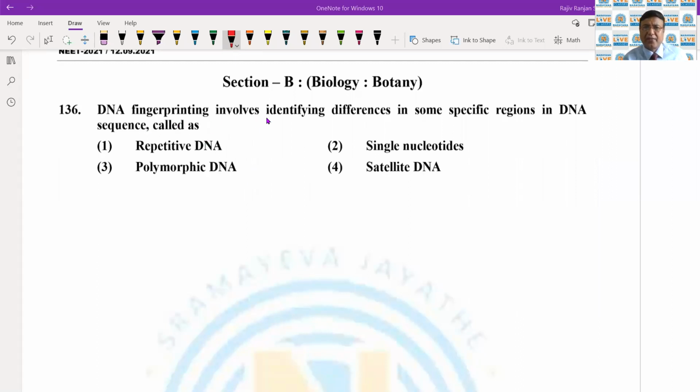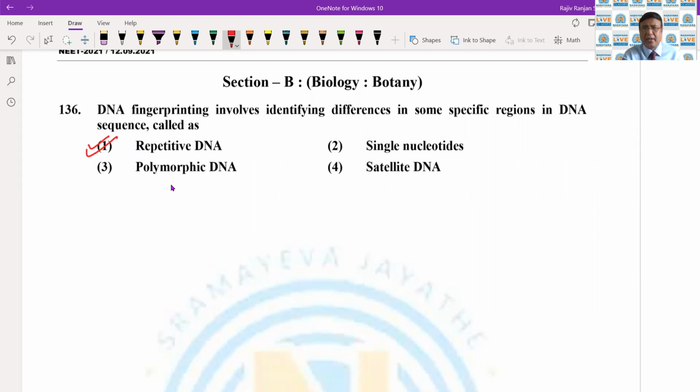DNA fingerprinting involves identifying differences in some specific region in the DNA sequence called repetitive DNA, single nucleotide polymorphic DNA, and satellite DNA. So here the correct option is repetitive DNA. Let's discuss one by one. First of all, let's see what DNA fingerprinting is.